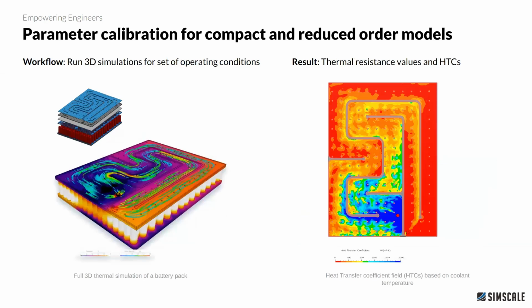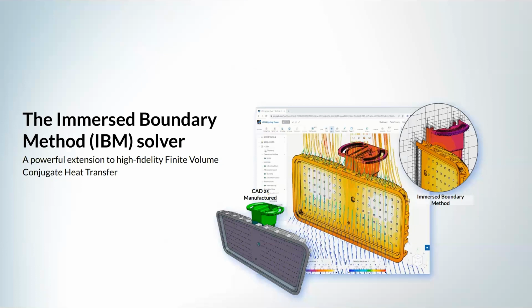You can also use it to run 3D simulations, get the full result fields, but use these result fields, temperatures, etc., to derive some reduced order models or compact resistance models out of this. So you can get the heat transfer coefficient values, run different flow rates, different coolant temperatures, and get the values out of this and run a very fast transient 1D model based on that, if that's a requirement. Great.